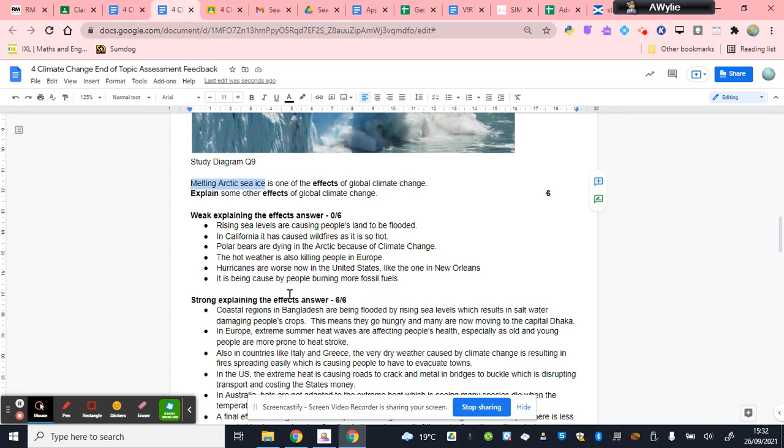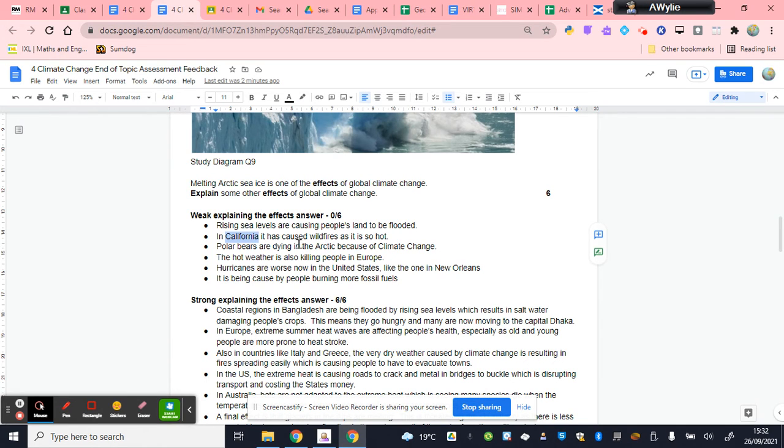So let's have a look at what is a bad answer. Although when you first look at it, you might think it's a really good answer, it would get nothing. What makes it look good is we've got California, polar bears, Europe, United States. We've got lots of facts and places mentioned in our answer, and what looks like lots of effects. But in fact, when you read them, they're all describing. So rising sea levels are causing people's land to be flooded. That is true. But actually, what does that mean? That obviously means that people lose their crops and go hungry and have to move away.